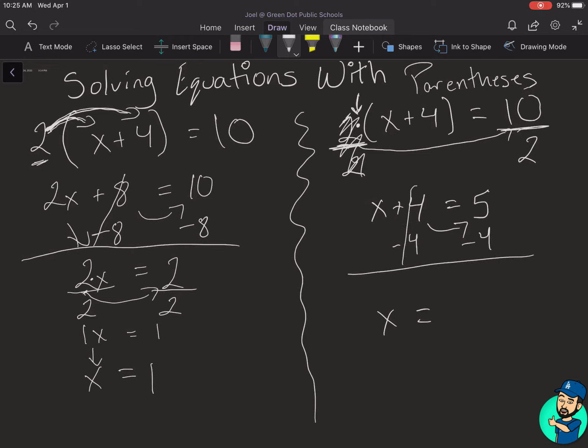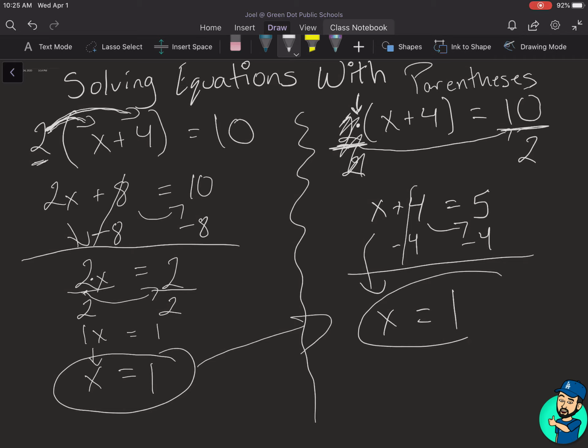Now 4 minus 4 is 0. I bring down the x. I bring down the equal sign. And 5 minus 4 equals 1. And if you look on the left-hand side, we got the same answer. X equals 1.